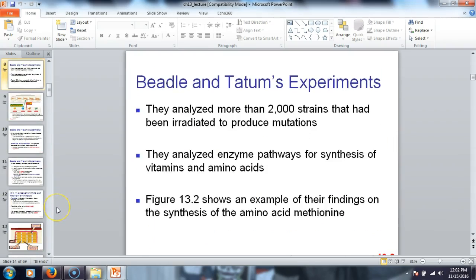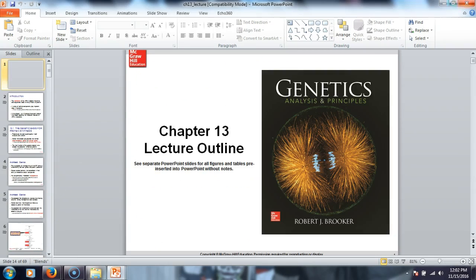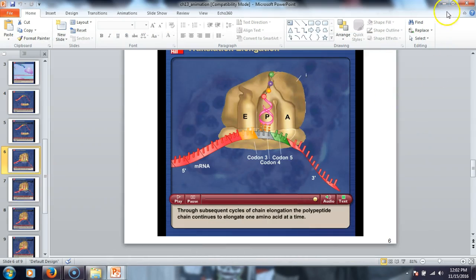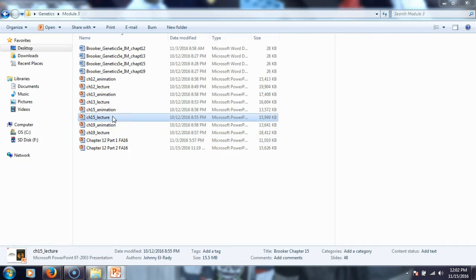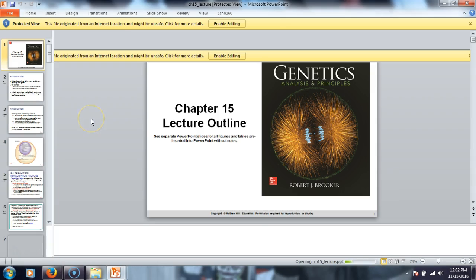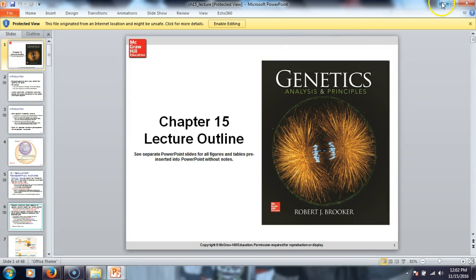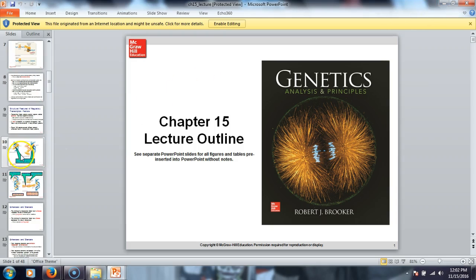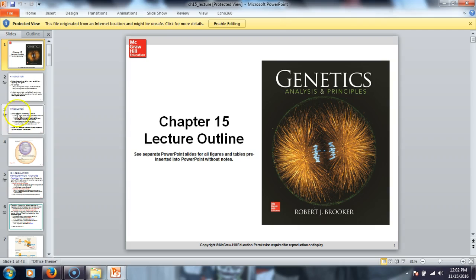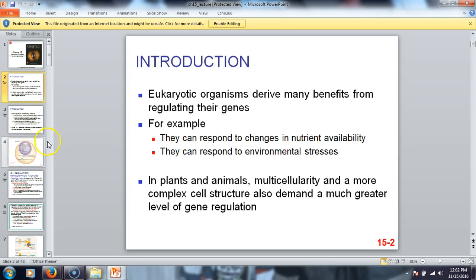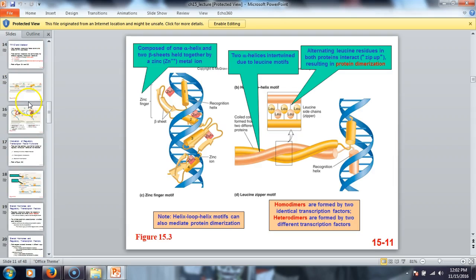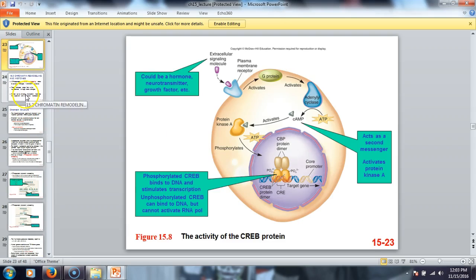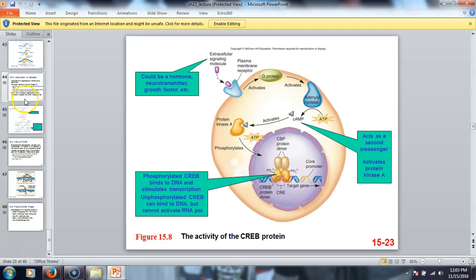So I am going to skip to 15. Skip 13 and go to 15. No, that was 13. That was 13. I'll post the whole thing for you guys. We're going to skip to 15. I'm trying to remember. Yeah, 15 is complicated regulation.